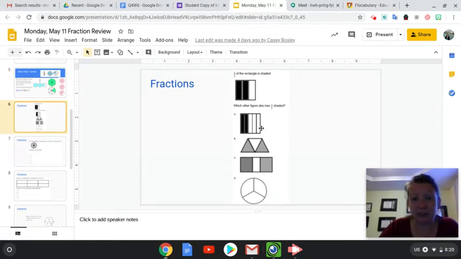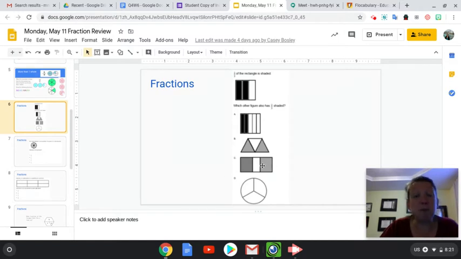A doesn't have 3 equal parts. Let's look at B. Does it have 3 equal parts? Yes. And it says which figure also has 2/3 shaded. So we're looking for 2 out of the 3 to be what? What does shaded mean? Remember, that means colored in. Great job. So 2 out of the 3 shaded here. Okay. We'll keep that one in mind, but we need to make sure that no others fit.